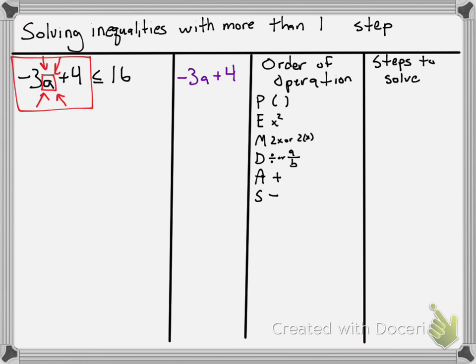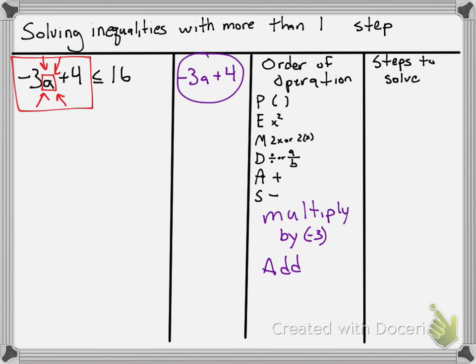If we did our order of operations here, the first thing that's happening to the a, we don't see parentheses, we don't have exponents, but we do have multiplication. So the first thing we're going to do is multiply by negative 3. And then the next thing we have is we're adding 4.